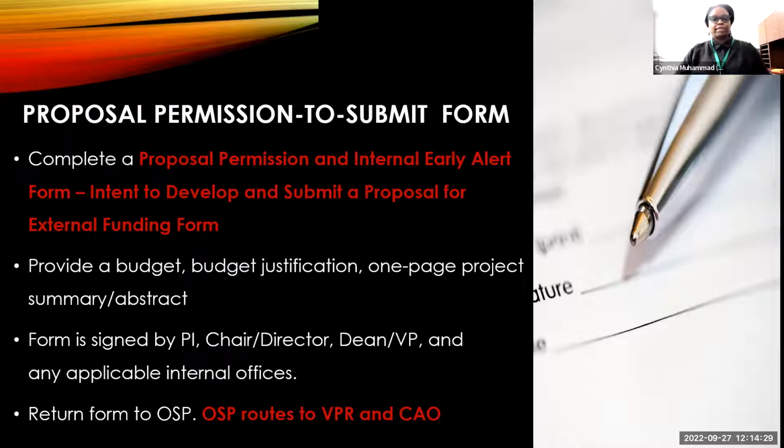When you turn the form into the Office of Sponsored Programs, it should be signed by the PI, chair or director, the dean or vice president, and any applicable internal offices, and we'll get to that later. The form is then returned to the Office of Sponsored Programs, and then we route it to the vice president of research and the chief academic officer.